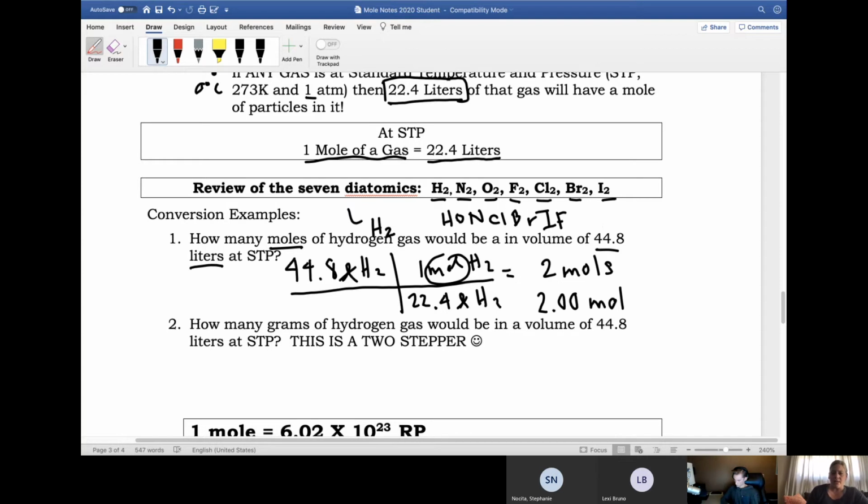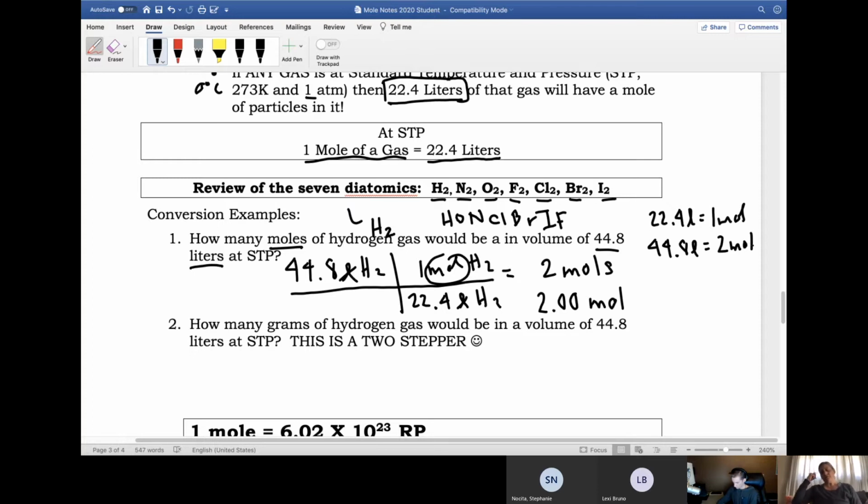I want you to realize this makes sense, because if I have 22.4 liters, that is 1 mole. But realize 44.8 is double that. So doesn't it make sense that 44.8 liters would be 2 moles then? Yeah. Okay. All right, let's do another problem.